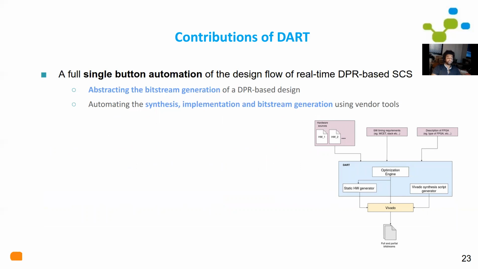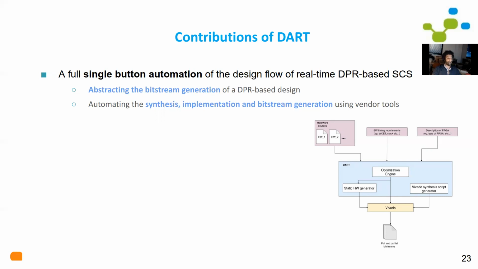In Dart, a designer does not have to be well-versed with FPGA design in order to use the DPR features. They just need to bring in the source files of the accelerators, some timing requirements of the software, and a description of the FPGA. And then with just a single click of a button, they will be able to create the design and generate the final full and partial bit streams of the design.